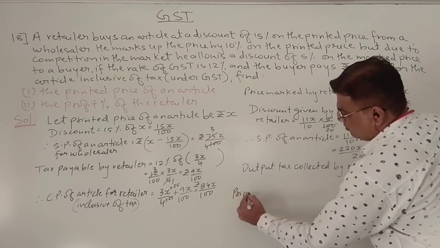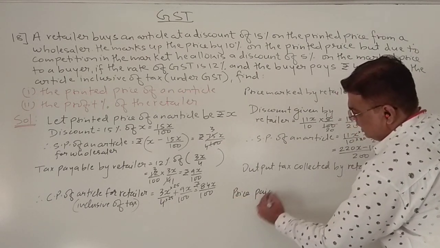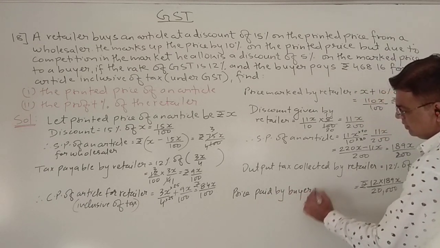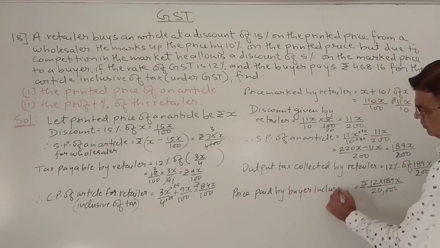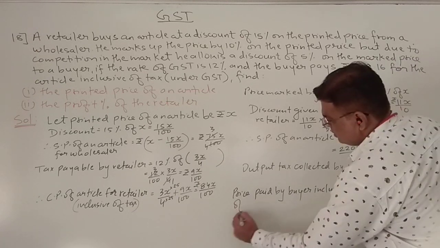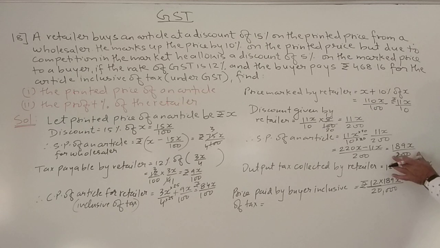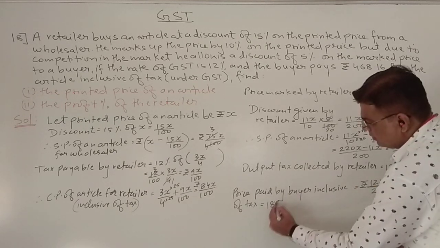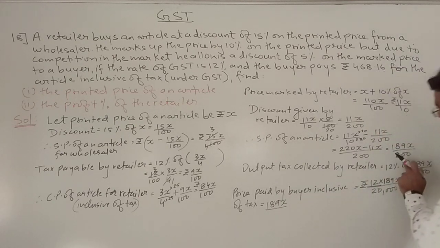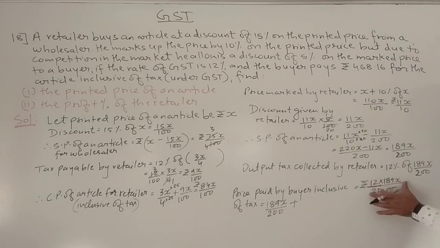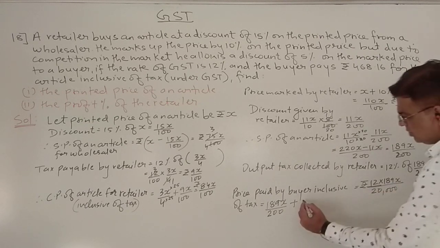So the price paid by the buyer, inclusive of tax. Okay, now see, the article is sold at this price, so 189x upon 100. Sorry, it is 200 plus the tax collected. So the tax collected is this much.